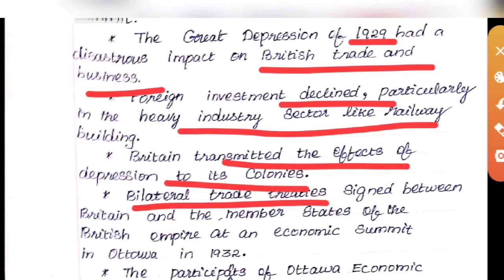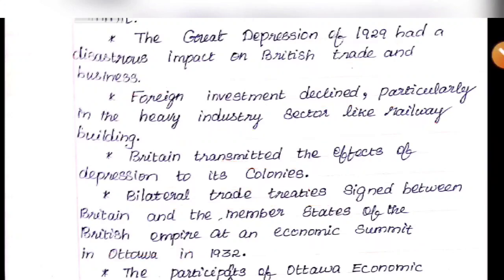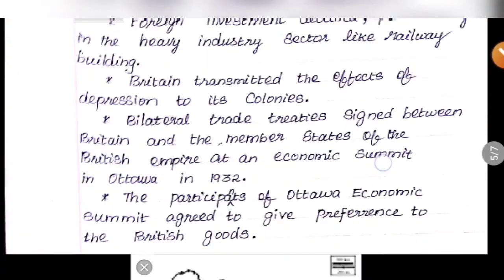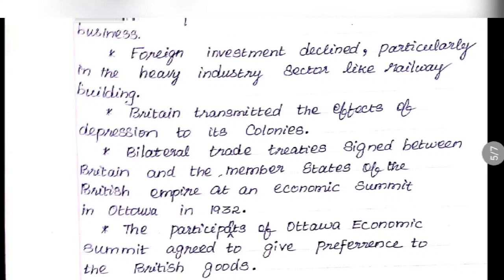So bilateral treaties were signed between Britain and the member states of the British Empire, at an economic summit in Ottawa. Yes, at the Ottawa conference in 1932, it was signed. As per the Ottawa conference, all the participants agreed to give preference to British goods alone, not other countries' goods. That is the importance of the Ottawa economic summit.